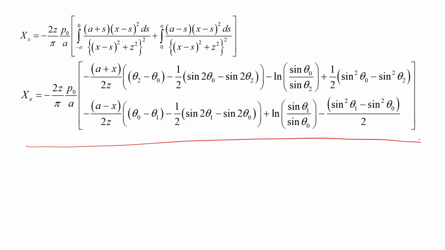We will show you how to do it for zz and xz also in the next lecture, and I will also show how to find the deformation profile at the surface of this film, the surface of the elastic half space, in the next lecture.